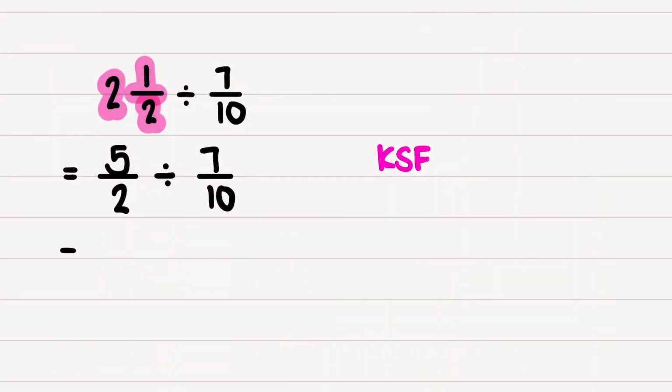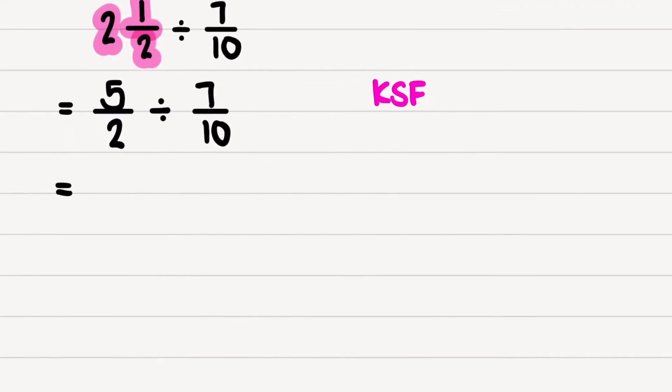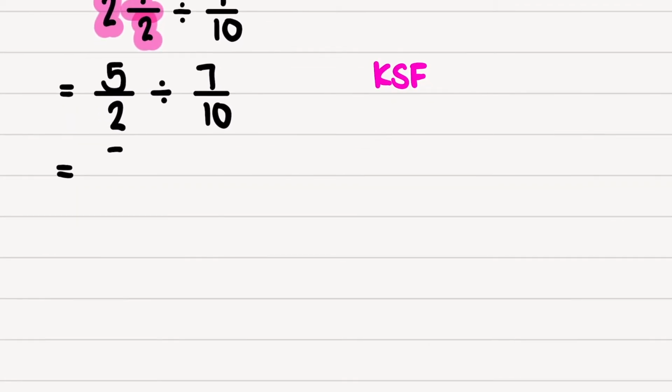I am going to keep the first fraction the same, so I'm going to keep the 5 over 2 the same. So it's going to be 5 over 2, then I'm going to switch the division sign to a multiplication sign, and I'm going to flip the second fraction. So instead of 7 over 10, I have 10 over 7.